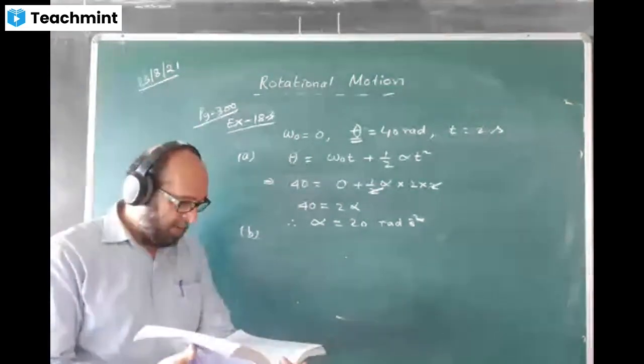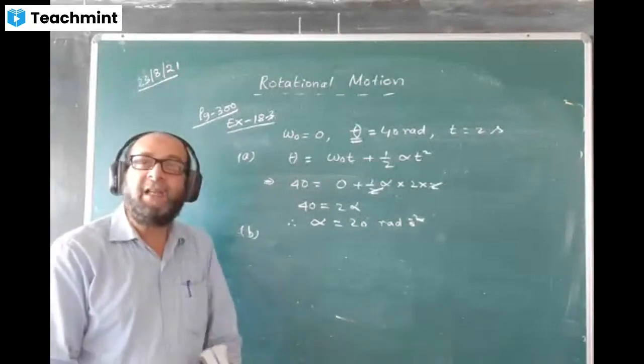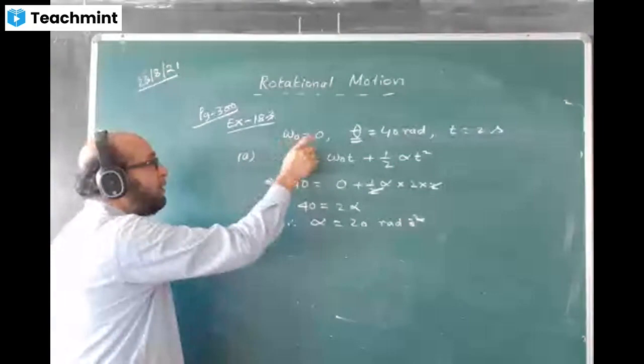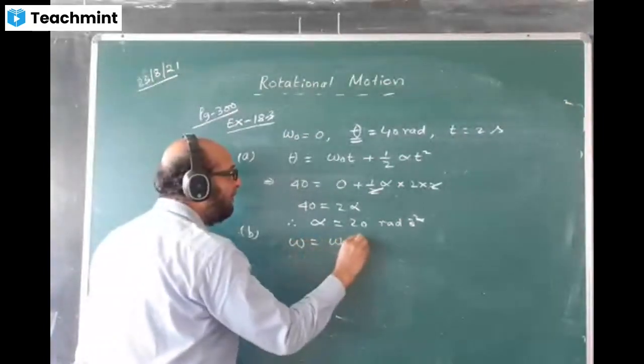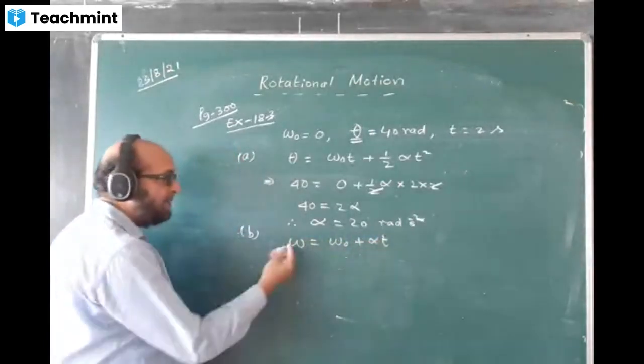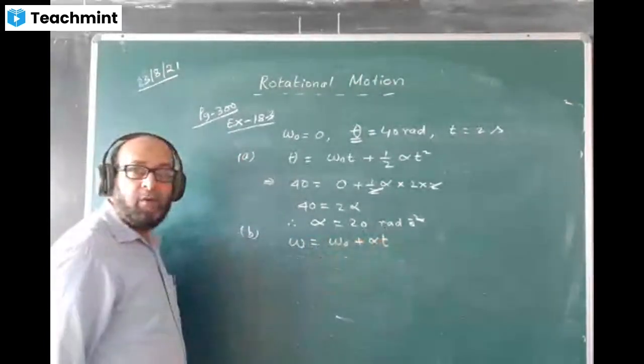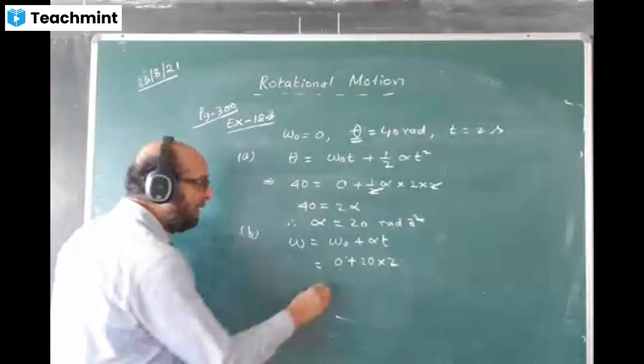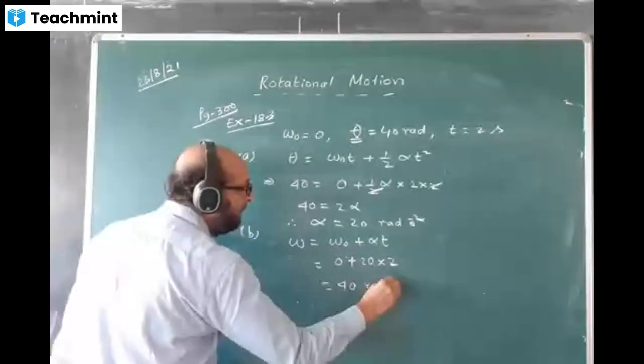Now the second part, how will you do it? Now you have to find the angular velocity after 10 seconds from start. Start means omega naught is 0. Start velocity is 0. Now I'll use the formula omega equal to omega naught plus alpha t. That means v is equal to u plus at formula. Omega naught is 0, alpha is 20, I take the time 2 seconds only, and I find the answer 40 unit.